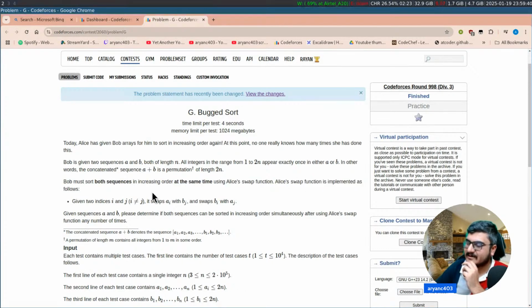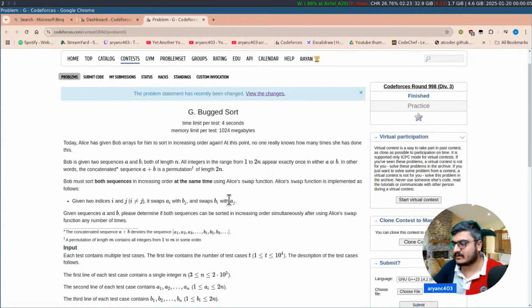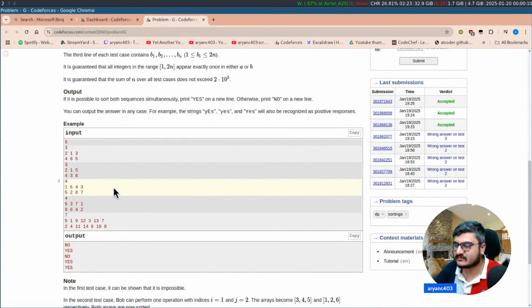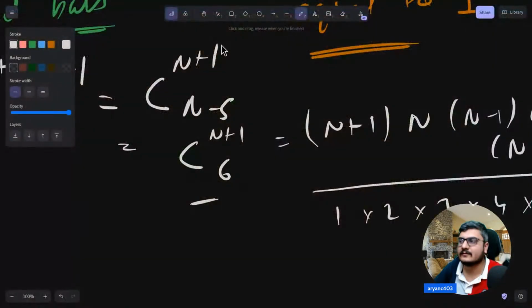Alice's swap function is implemented as follows. Choose two indices i and j. Swap A i with B j, and swap B i with A j. You cannot do it the reverse here. You have to swap the A element of one with the B element of the other, and the B element of one with the A element of the other. So this is the idea. Let's look at some of the samples here as well. No, not this one. Okay, I think I will pick this one here.